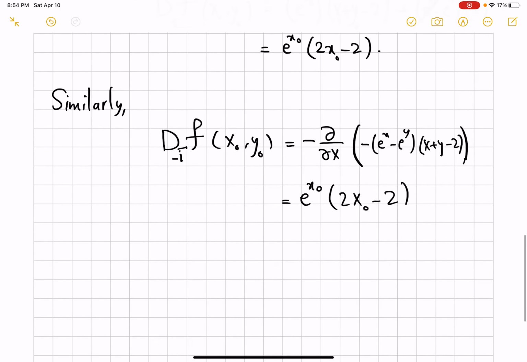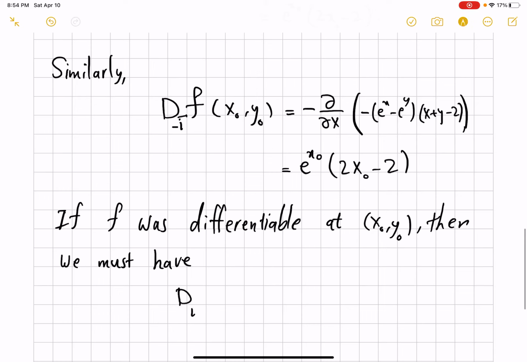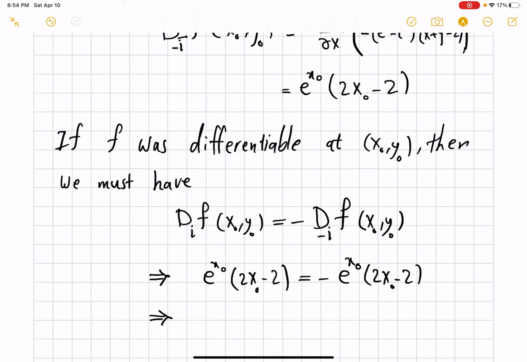So if f was or is going to be differentiable at x0, y0, then we must have that the directional derivative of f at x0, y0 in direction i equals the negative of the directional derivative in the direction negative i at x0, y0, which forces that e to x0 times 2x0 minus 2 be equal to the negative of that same quantity. And that forces, there's only one way for this to happen.